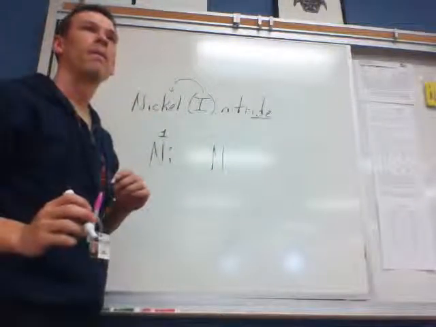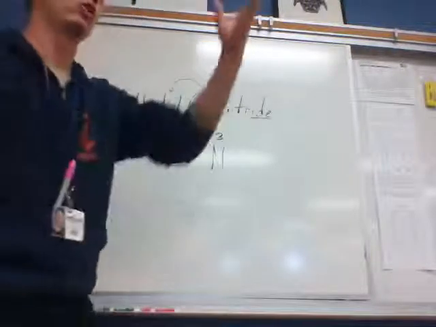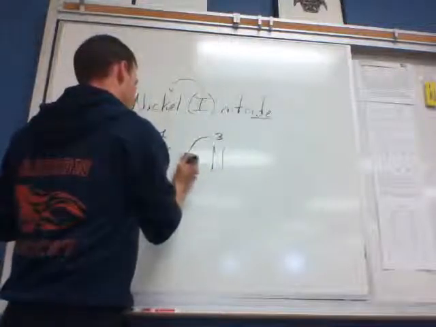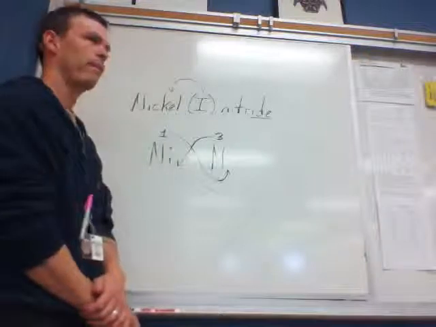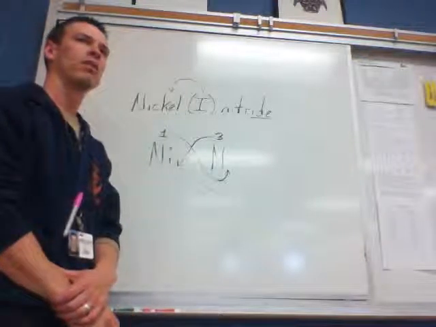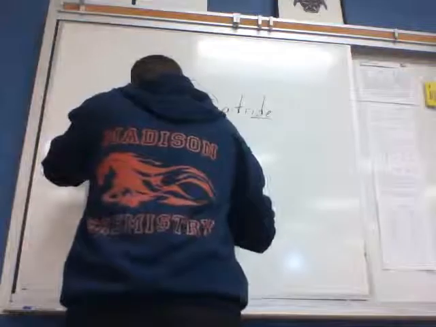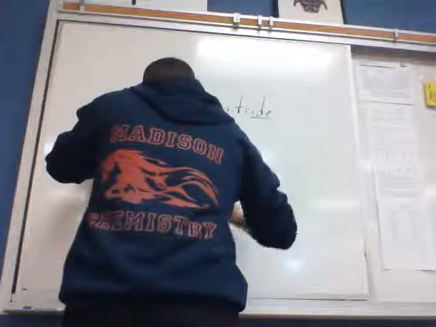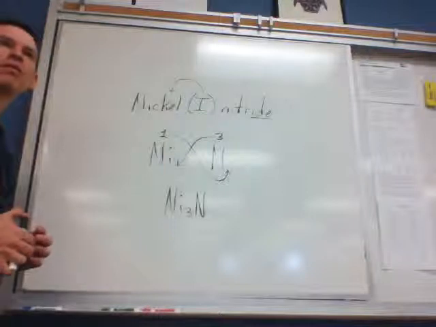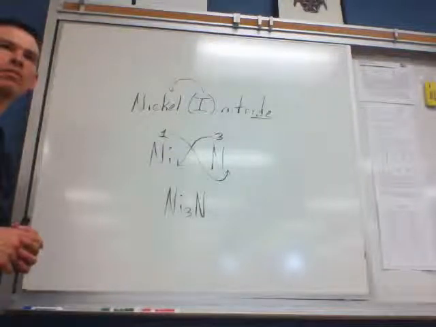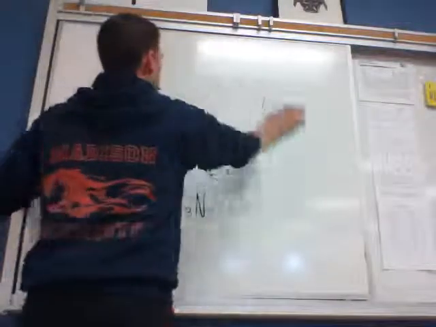1. What's nitrogen's charge? -3. The numbers are different. Crisscross. What's the final formula? Ni3N. Nickel 1 nitride. You do a couple.